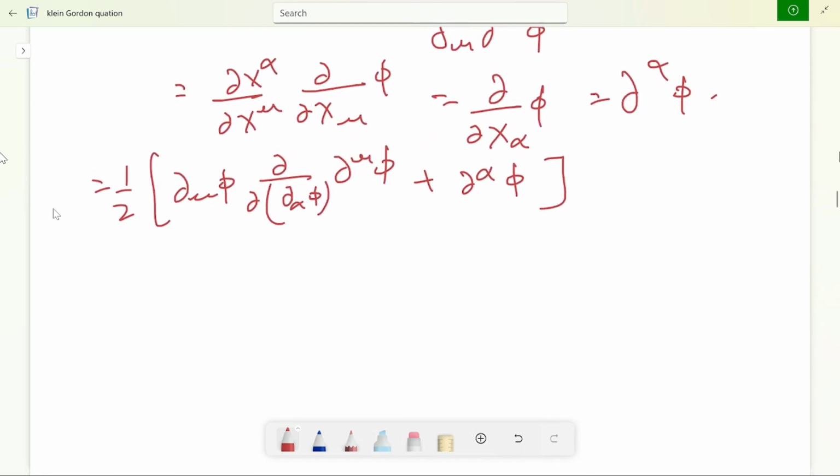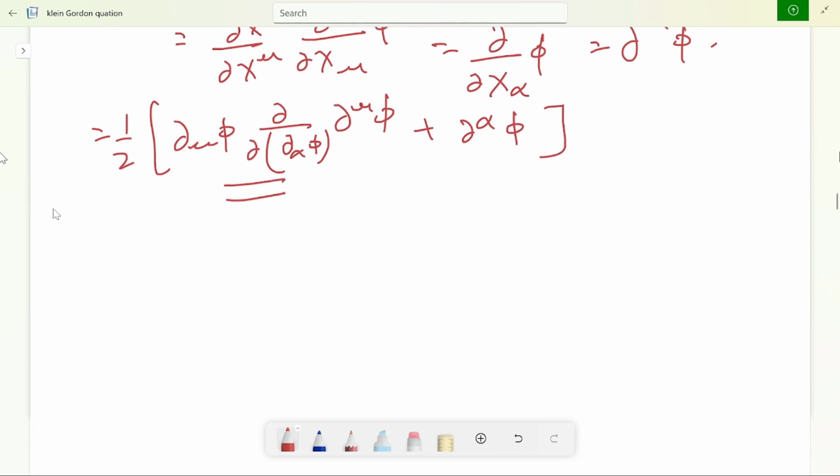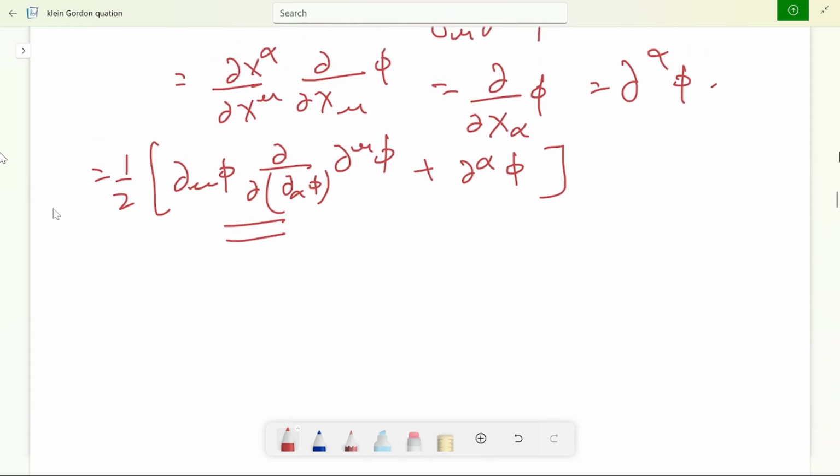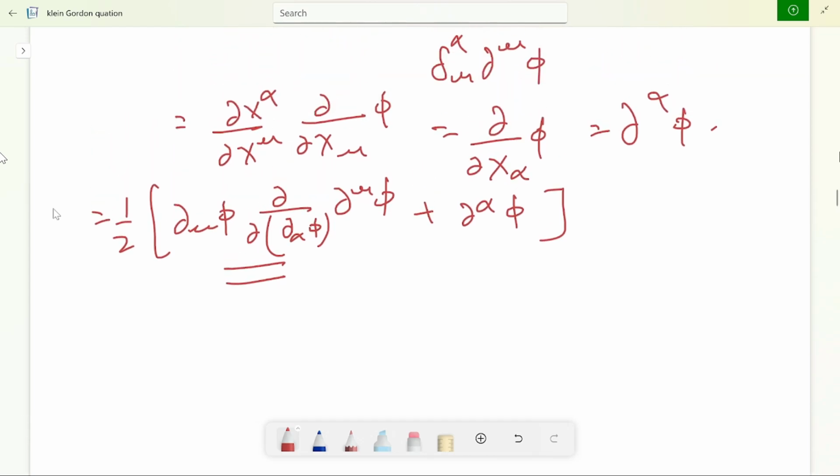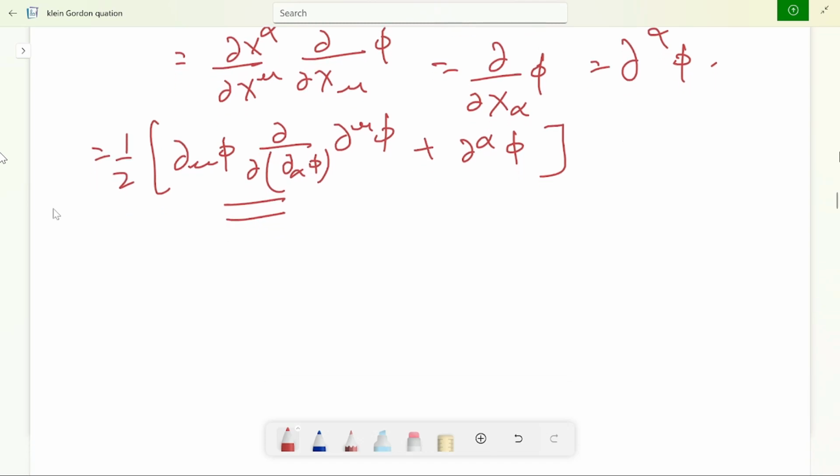Now we should deal with this part, right? This is a bit complicated. Why? Because we are taking the derivative of a contravariant term with respect to a covariant term, right? So what we can do is use the metric to lower the index of this contravariant term and convert it into the covariant term, right?